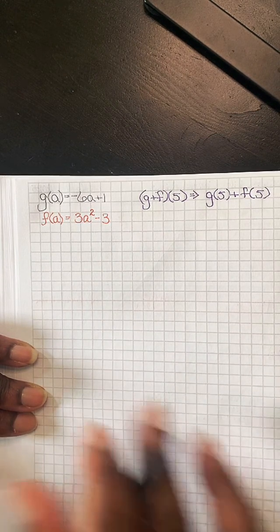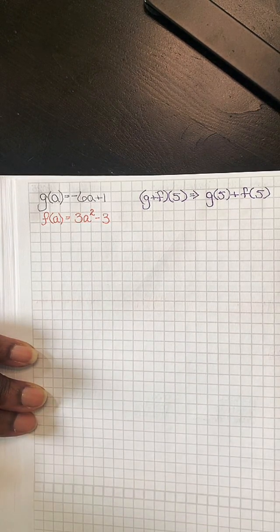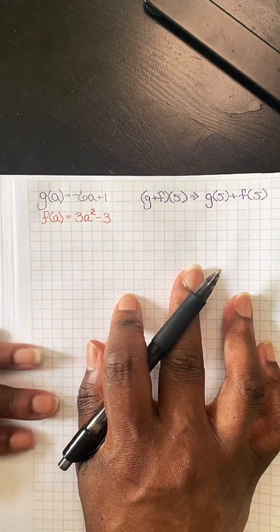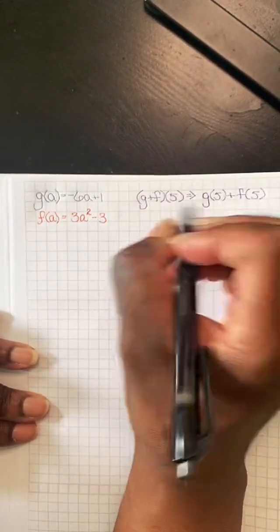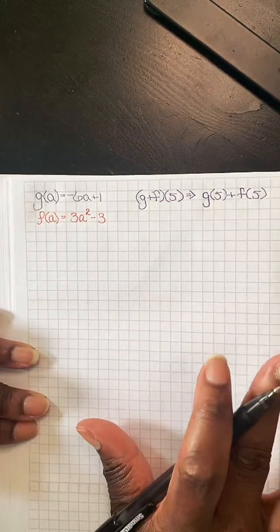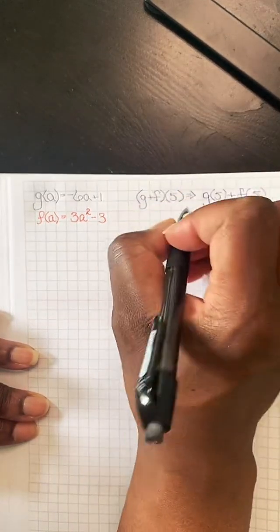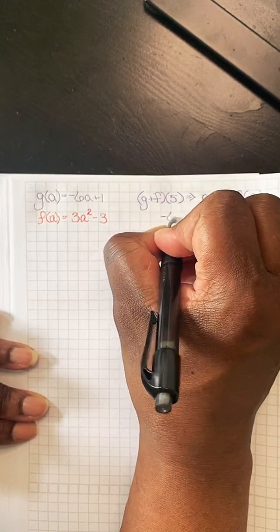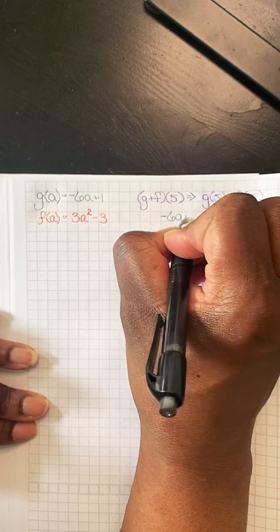All right? So if I continue on with the theme of what we were doing before, we have our G function, right? So this is without the substitution. The substitution will happen at the end. I'm doing it both ways. So I got my G function, so I would have negative 6a plus 1.